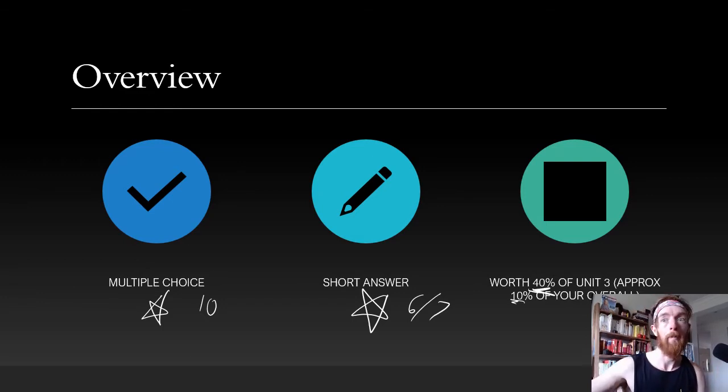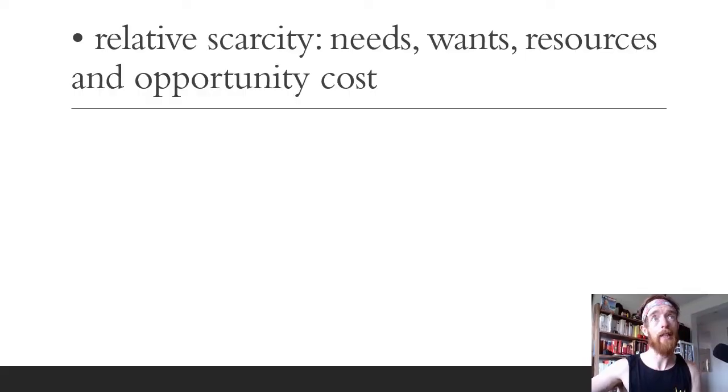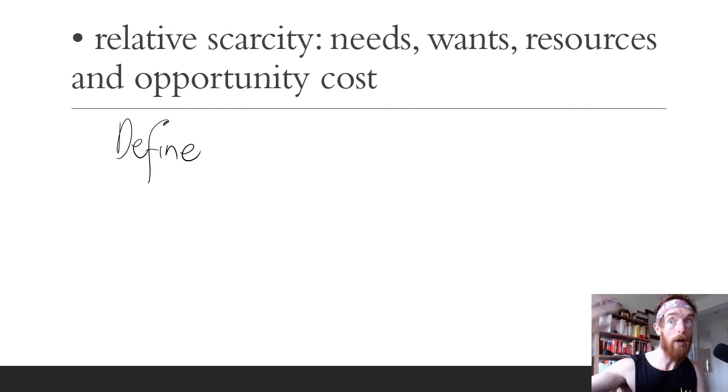So, getting into the first thing that you need to know: relative scarcity, needs, wants, resources, and opportunity costs. This could very easily be a multiple choice question or a short answer question. Either way, it tends to be relatively low mark. It tends to be something that you need to define. So you might get a multiple choice question like, which of these gives the best explanation of relative scarcity, or you might get a short answer question like, define relative scarcity or explain why relative scarcity is the basic economic problem.